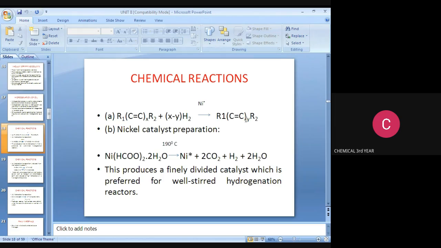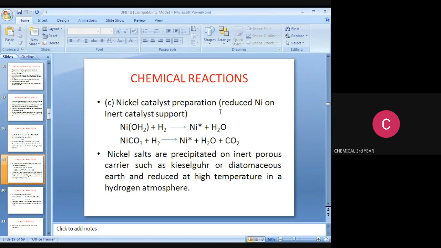Ni(HCO3)2·2H2O at 190 degrees Celsius gives nickel catalyst plus 2CO2 plus H2 plus 2H2O. This produces a finely divided catalyst which is preferred for well stirred hydrogenation reactors. So, nickel catalyst preparation and reduction on an inert catalyst support. Ni(OH)2 plus H2 gives Ni plus H2O, and NiCO3 plus H2 gives Ni plus H2O plus CO2.